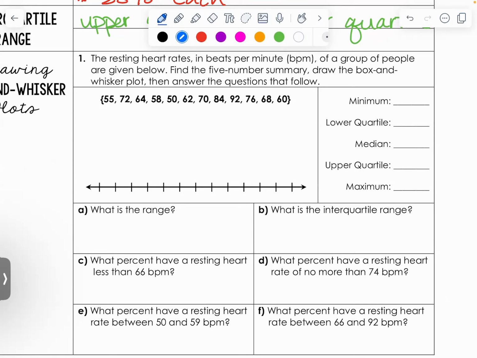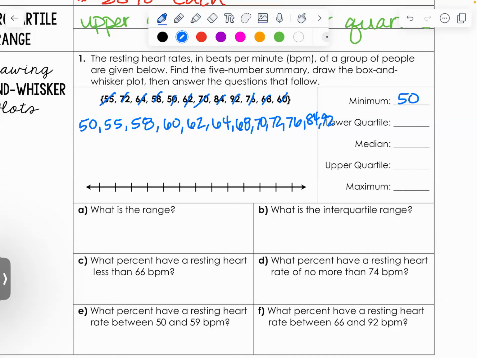Okay, what's our lowest number? 50, and I'm going to go ahead and put that as my minimum. Then we have 55, 58, 60, 62, 64, and then 68, 70, 72, 76, 84, and 92.